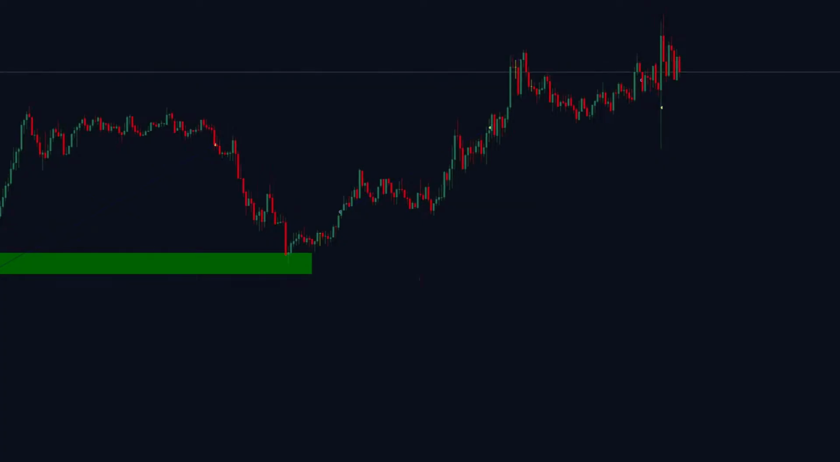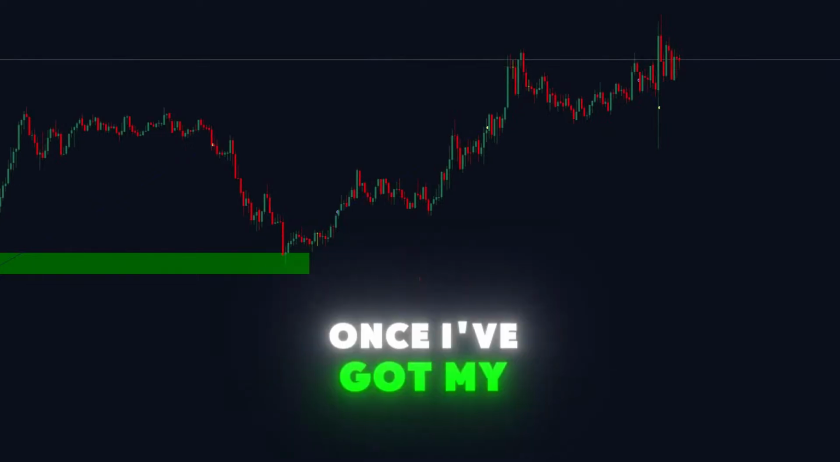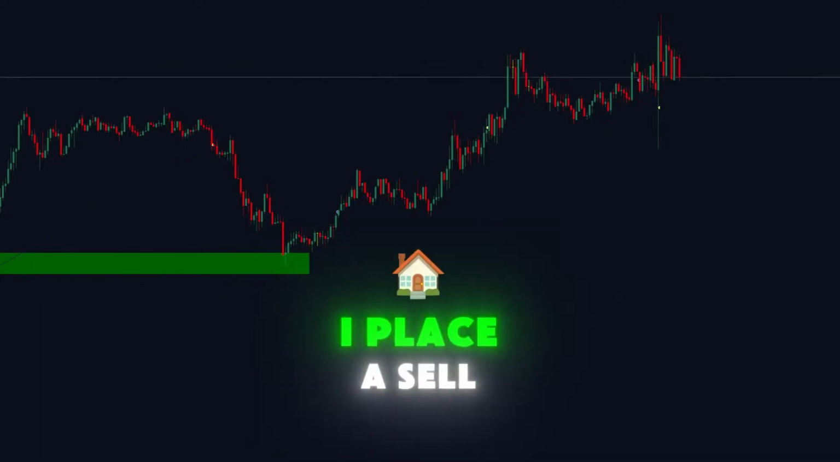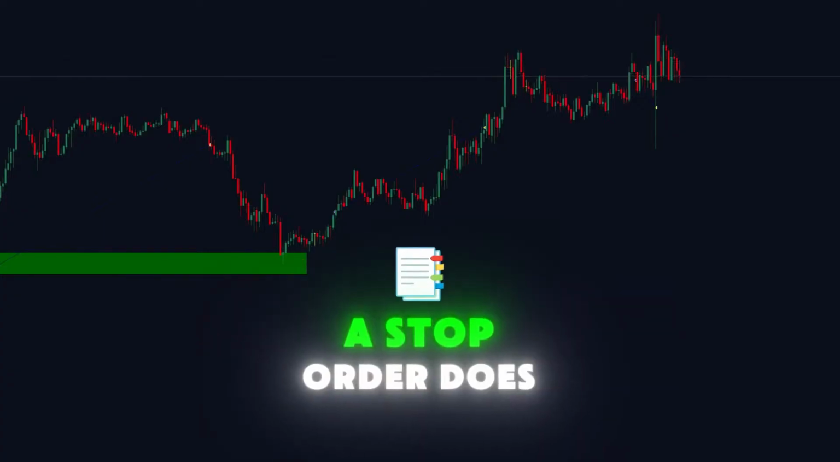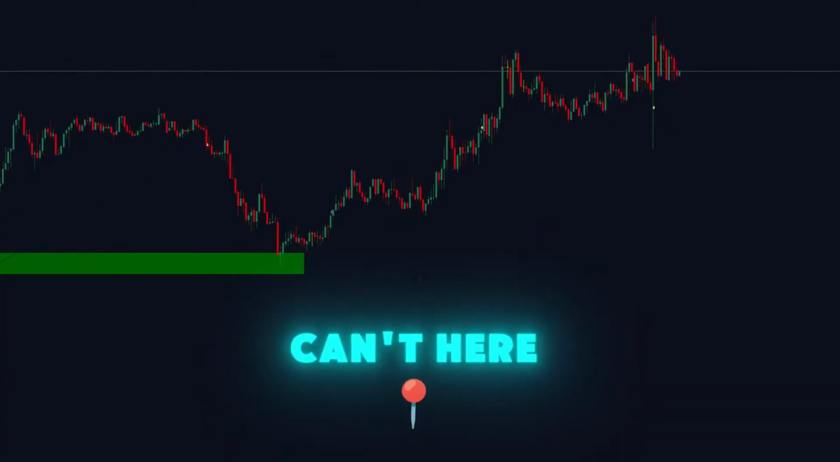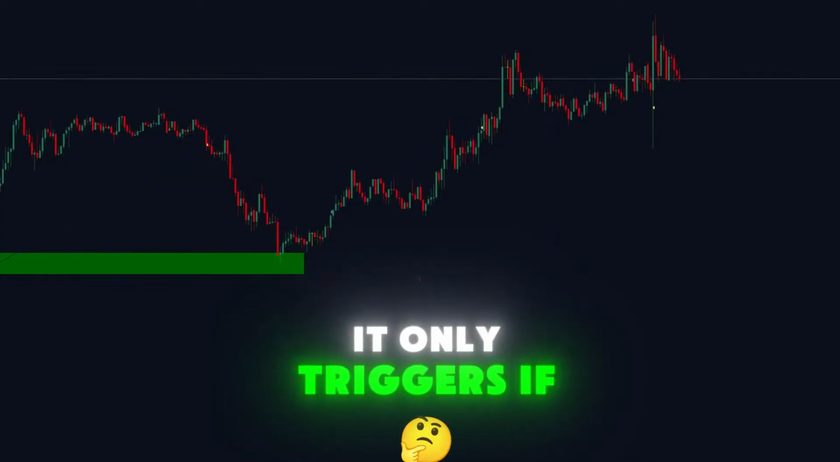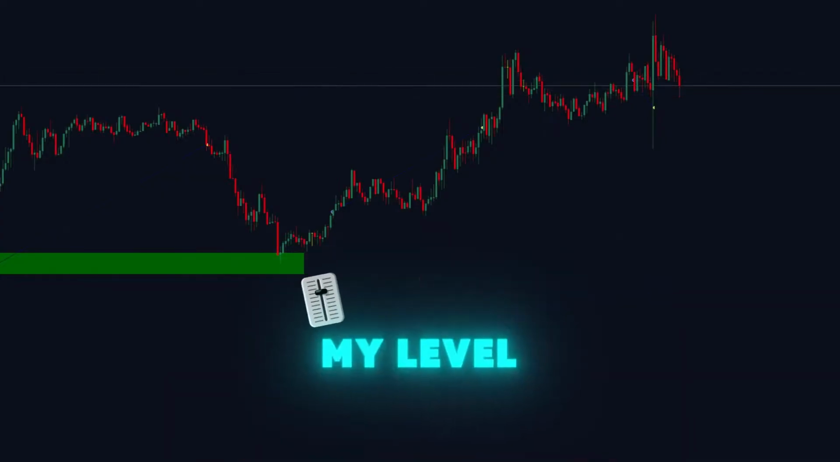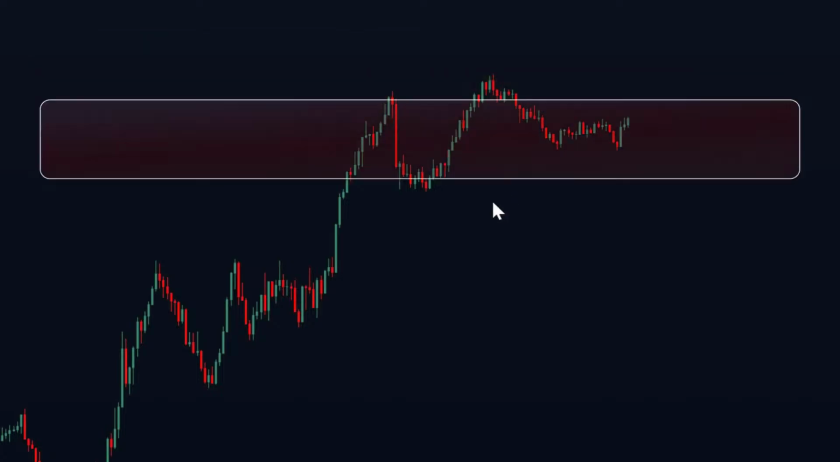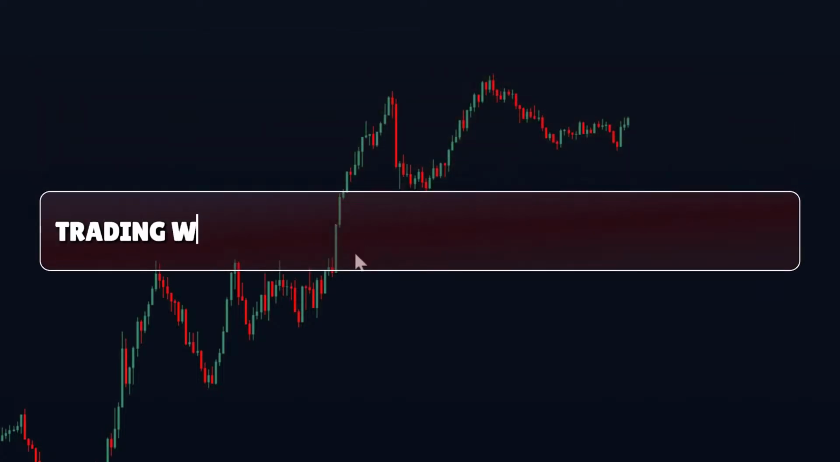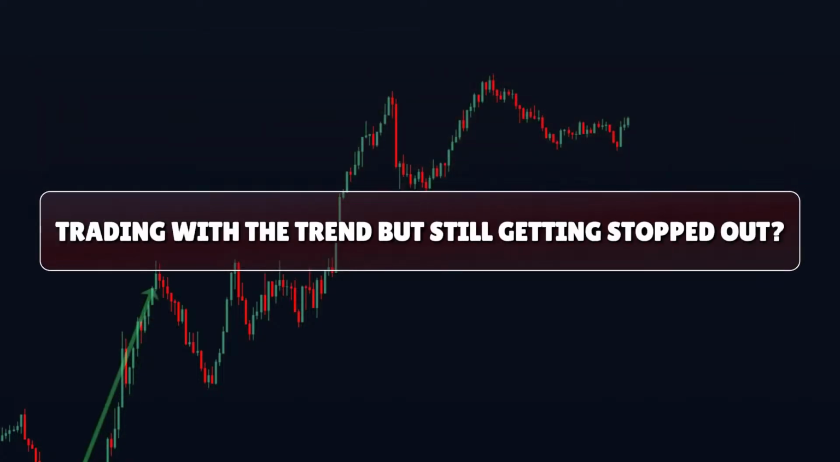I don't sit there with a market order twitching to buy the exact tick. Once I've got my failed retest, I place a sell stop order a touch below that rejection low. A stop order does something a limit order can't here. It only triggers if price actually trades through my level and confirms the breakdown. If price never breaks, I never get filled, and I've risked nothing. If it breaks, I'm in the moment.